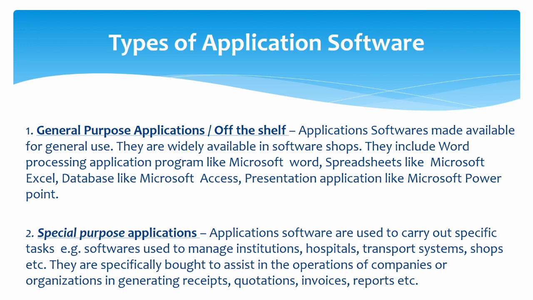General purpose applications are the ones you easily get from software shops in the market. Some are word processing programs like Microsoft Word, which we shall be looking at in this unit practically. We also have spreadsheet programs like Microsoft Excel, database programs like Microsoft Access, and presentation programs like PowerPoint. We shall be looking at these application programs. They are generally available for general use.